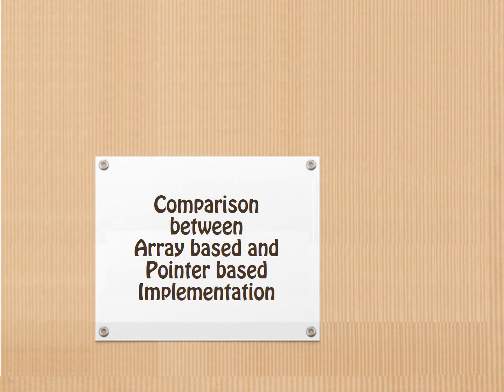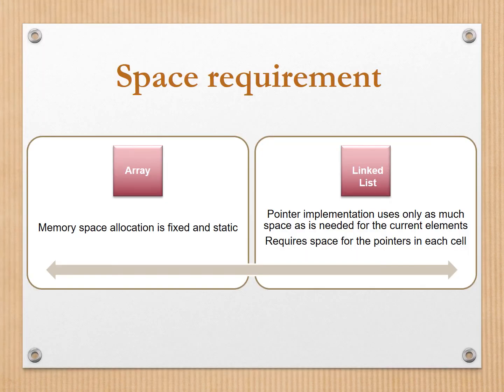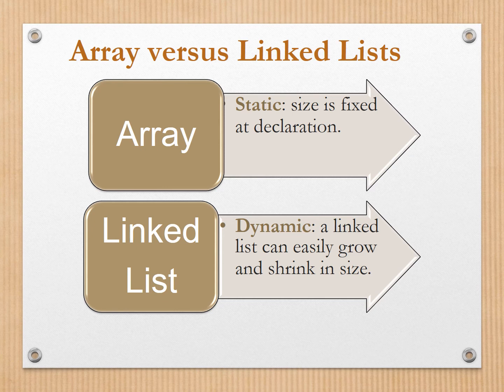Comparing between array-based implementation and pointer-based implementation, memory space allocated for arrays is fixed and static throughout the program. For linked lists, the memory space is dynamically allocated. However, a little extra space is needed for the pointers for each cell. Since the size of arrays is static, we must make a good estimate of how much space is needed. Linked lists, on the other hand, can easily grow and shrink in size.